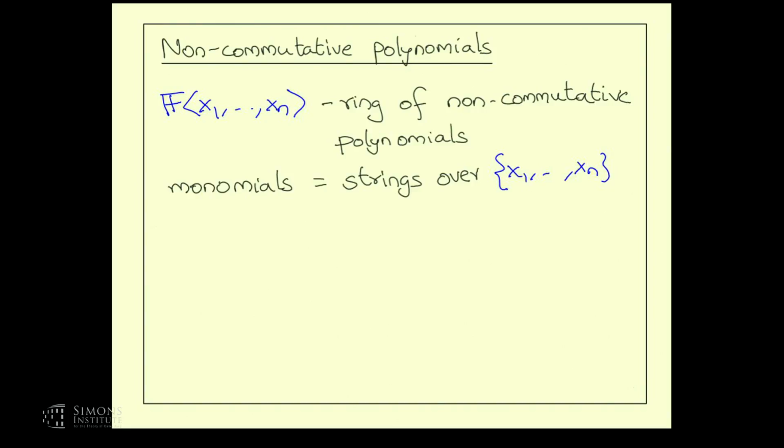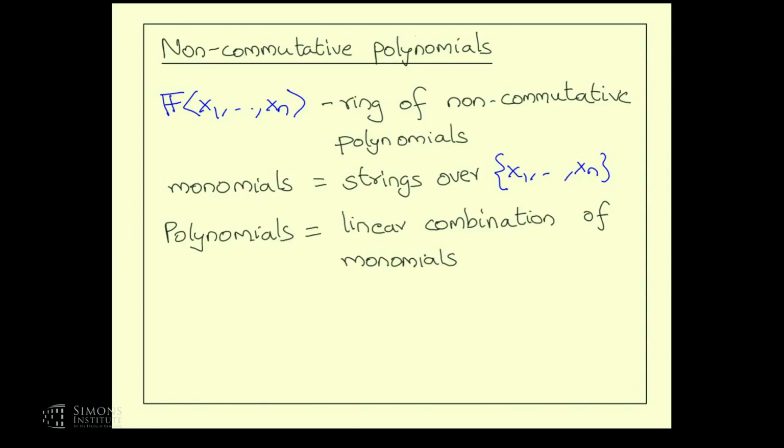And if you're looking at things like this, then a polynomial will be a linear combination not of commuting monomials, because matrix product doesn't commute, but your monomials are going to be more like ordered strings over your underlying alphabet of variables. So a polynomial will be a linear combination of such strings, such monomials. That's what a non-commutative polynomial is. And I'll denote non-commutative polynomials by f with angular brackets, x1 to xn.